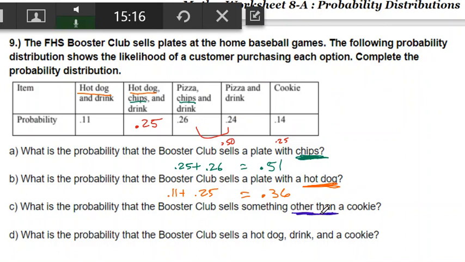Other than, basically not cookie. Let's see now, there's cookie. Nobody else has a cookie. So if we take the 100 and we subtract the 14, we get 0.86.